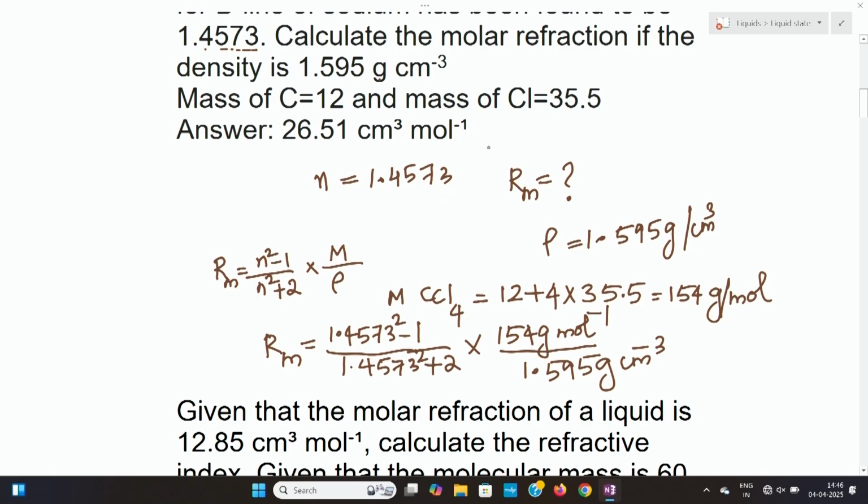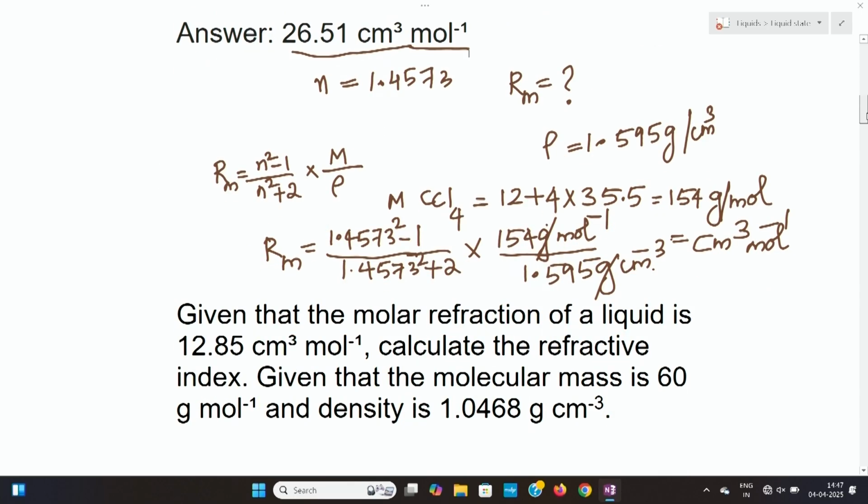Here this gram will get cancelled and this gram will get cancelled. Then finally we will get centimeter inverse. When it goes to the numerator, it will become centimeter cube and mole inverse. Then the answer will be 26.51 centimeter cube mole inverse. I hope you understood this problem. We just have to substitute the values given there, then we will get the molar refraction of carbon tetrachloride.